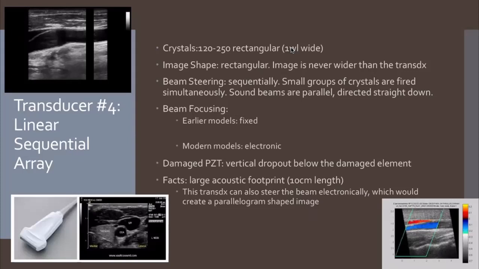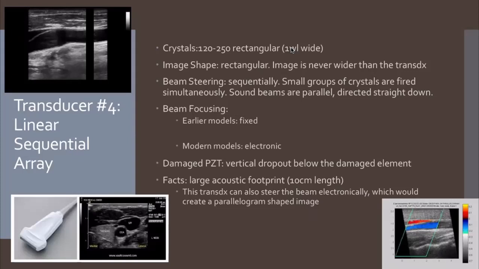As for beam focusing, earlier, older models would have had a fixed focusing, so the curved lens or the PZT, and the modern models are using electronic focusing. If you have a damaged PZT, you're going to get a vertical line of dropout, so not a horizontal like the annular phased, but vertical. And then that picture in the top corner shows you that vertical line of dropout. And then a fact about this is this transducer can also steer the beam electronically.